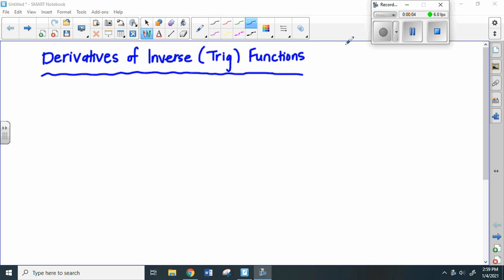In this lesson, we are going to look at taking the derivative of inverse functions, which will lead us specifically to the derivative of inverse trig functions eventually.